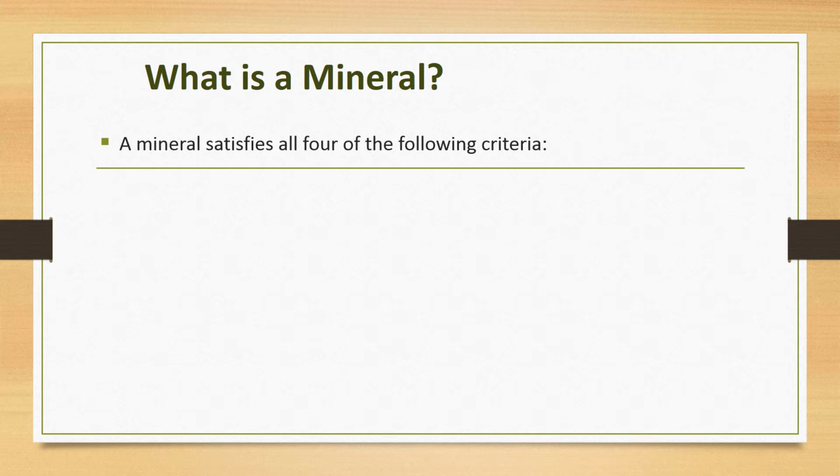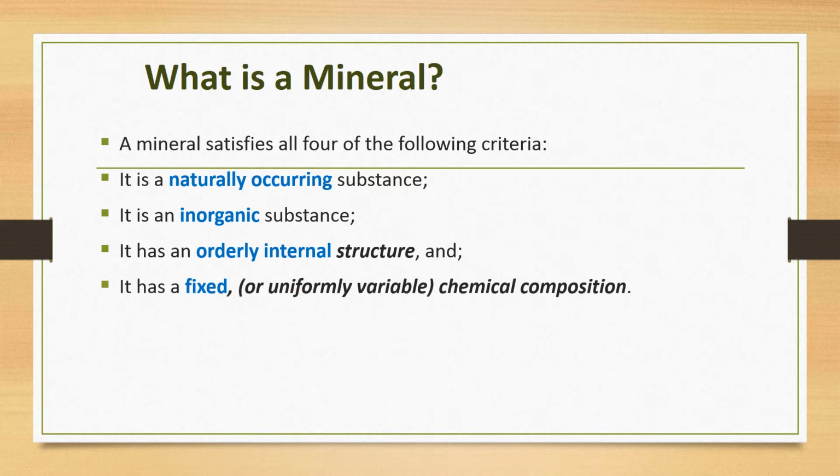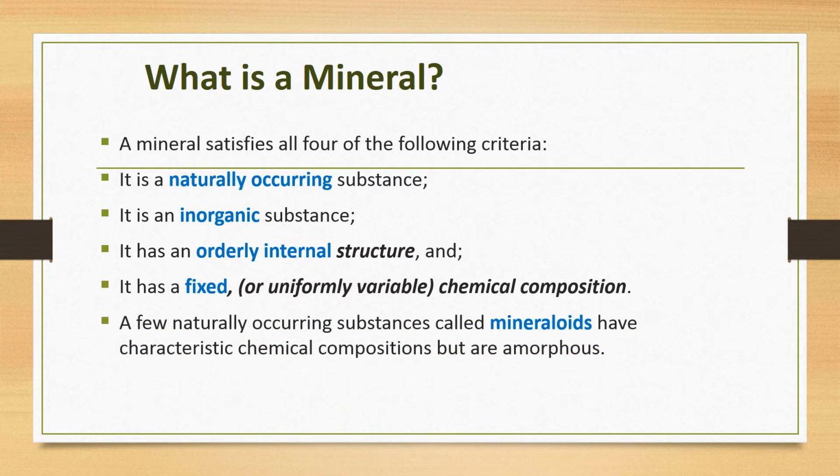When you need to define a mineral, you need to know those four criteria. If they apply, then this will be a mineral. First thing is a naturally occurring substance. Inorganic substance. It has an orderly internal structure and it has a fixed chemical composition. If you have all these conditions, then you have a mineral.